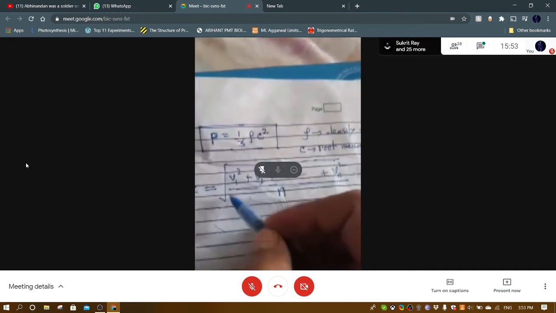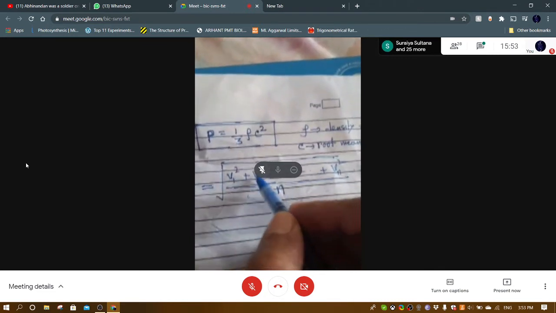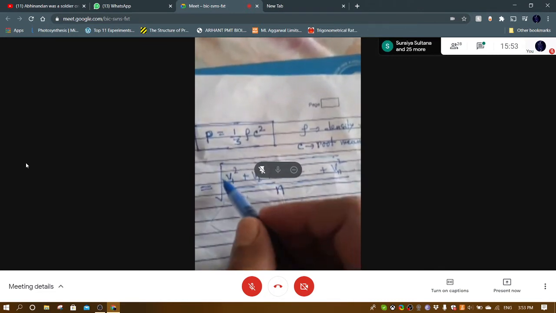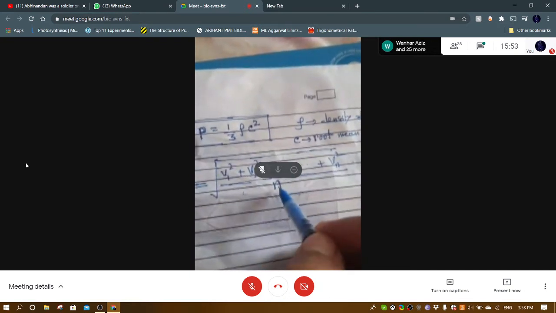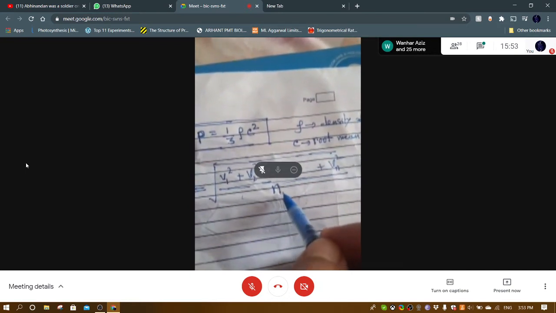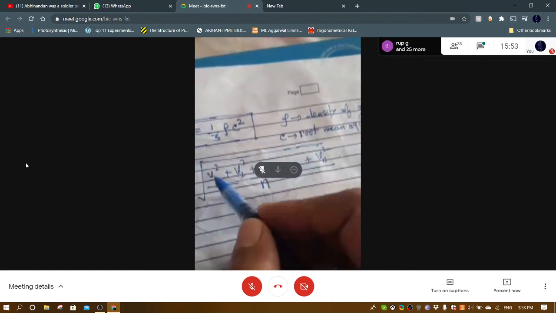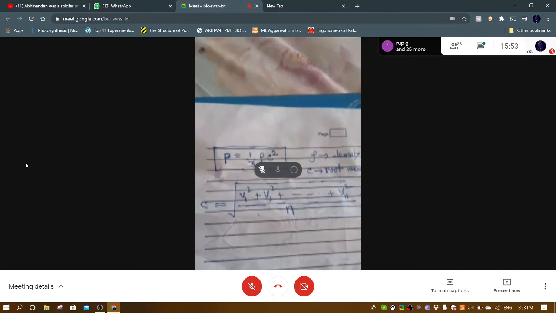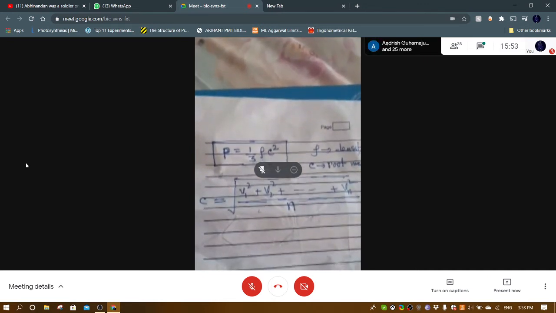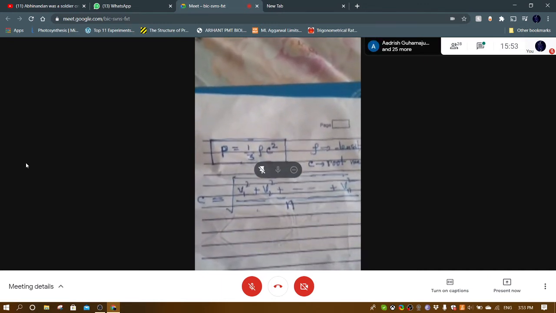Sir, root mean square. First we make the square of the velocities, then we take the mean. So add and divide by the number of molecules. Then we take the root. Then automatically you get the velocity, sir. So this is called root mean square velocity. Okay?